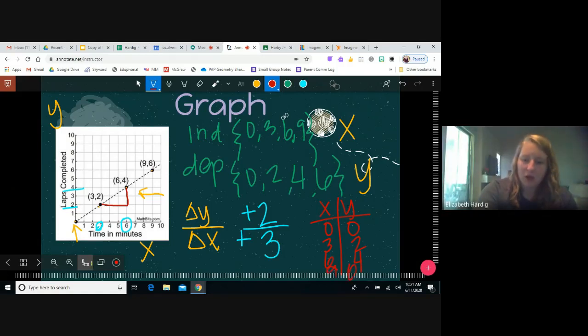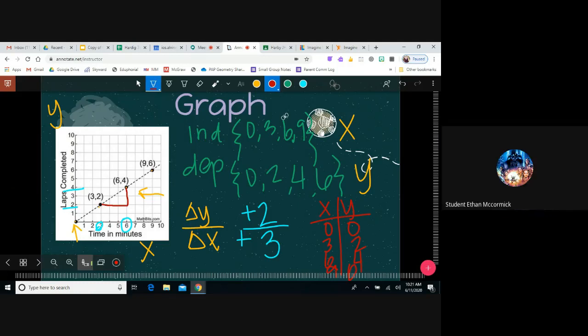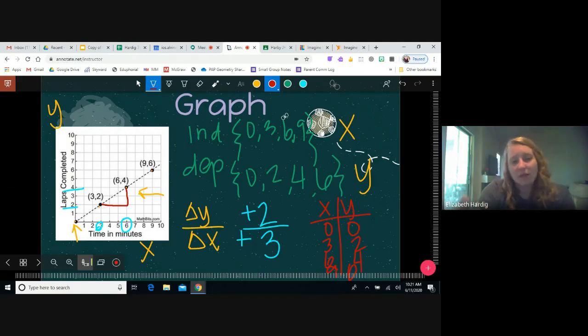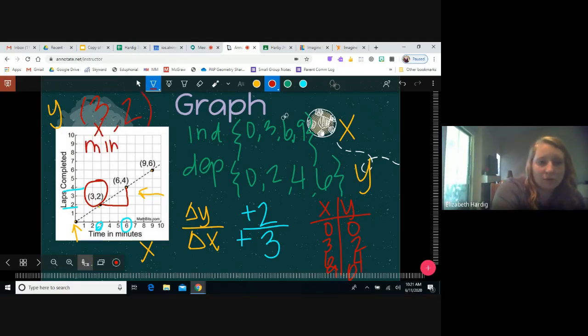Good. And if I wanted to make a word problem, could I say that I can complete 3 laps in 2 minutes? Is that what that point means right there? Or it takes me 3 minutes to complete 2 laps? Because if you have this point 3, 2, 3 is your X, which is your time in minutes. 2 is Y, which is your number of laps. So this tells me I can complete 2 laps every 3 minutes.